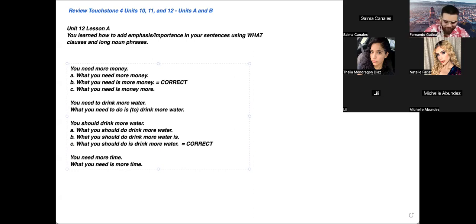Okay. What about this one? This one's going to change a little bit. How can I make that sound more important? What you need is more friends. I would say what you need are more friends, because more friends is plural. Let me confirm that that would be correct. One moment.